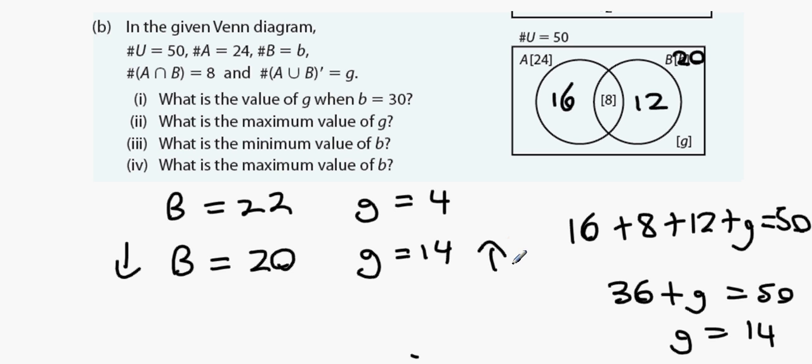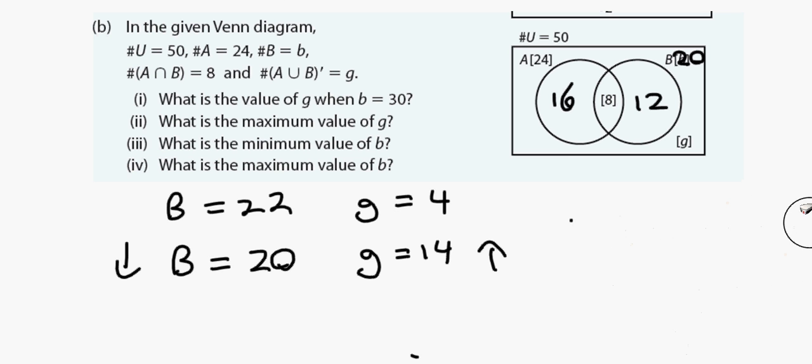Okay? So, what I need to happen is, I need to find the maximum value of G, I need to have B at its lowest. Okay, so B has to be as low as it can go. Okay, so what I need to do is find out how low I can make B. Now, B has a guaranteed 8 people in it. Because there's 8 people here, I'm not allowed to change the 8. So I'm going to say B equals 8.